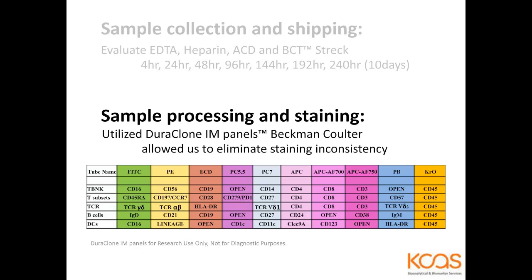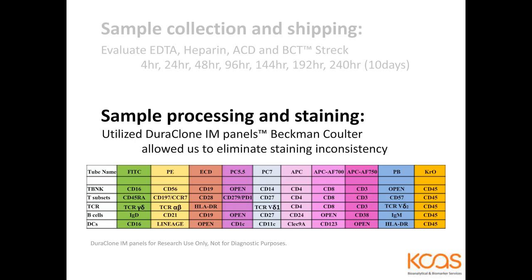You will notice that it's a 10-color instrument. I have 2 open channels listed. That allows my client to choose 2 markers that will specifically address something that they are monitoring. Then I have a full 10-color panel for T subsets, so using CD45RA, CCR7, CD28, PD1, etc., to characterize further T-cell subsets.